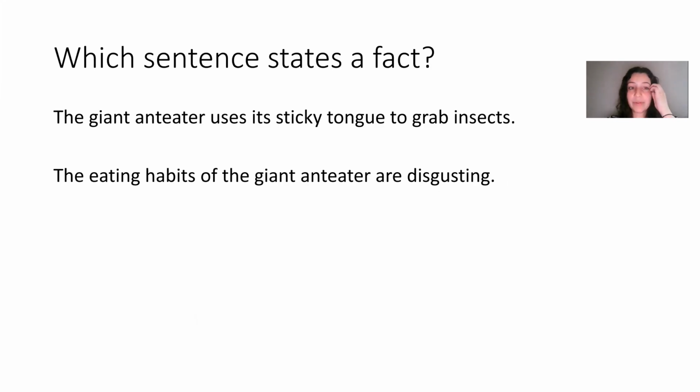All right, so let's go through some examples and find out which sentence states a fact. So we have, actually, let me pull up my laser pointer to read along. The giant anteater uses its sticky tongue to grab insects, and the eating habits of the giant anteater are disgusting. So if we were to look this up, we could find that the giant anteater uses its sticky tongue to grab insects. This is describing an action that the anteater performs in order to eat. The other option is an opinion, as while one person may find it disgusting, another person may not. They might find it interesting. So that is an opinion, whereas the other is a fact.